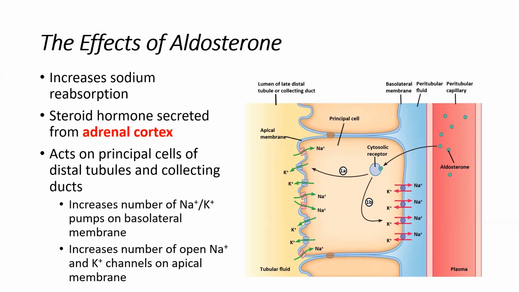It's going to act on the principal cells of the distal tubule and collecting duct. What it does is it increases the number of sodium-potassium pumps on the basolateral surface. It also increases the number of open sodium and potassium channels on the apical surface. We'll talk about how aldosterone influences sodium in our second objective, but essentially it's going to insert more leak channels, both sodium and potassium, on the apical surface, and more sodium-potassium pumps on the basolateral surface. In doing that, it's going to facilitate more reabsorption of sodium, and as we'll see, more secretion of potassium. We'll talk about that again later on.